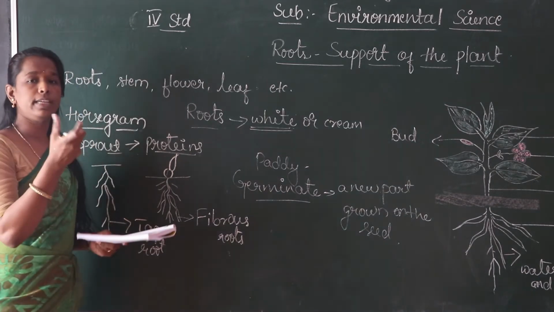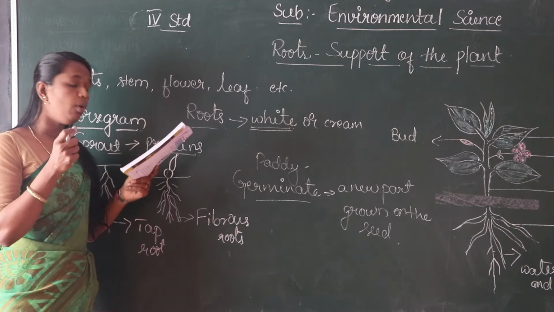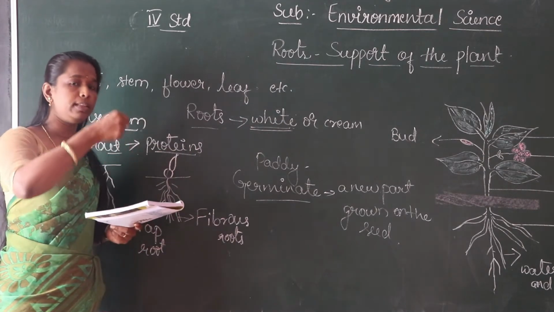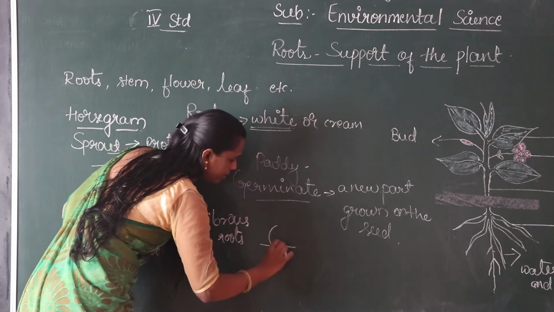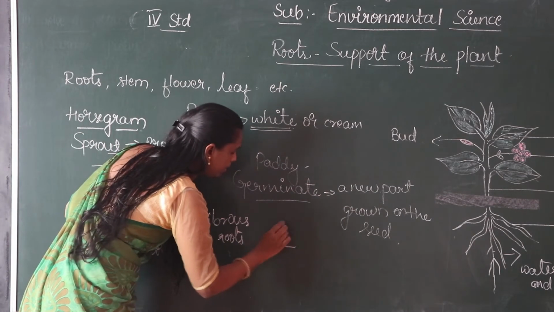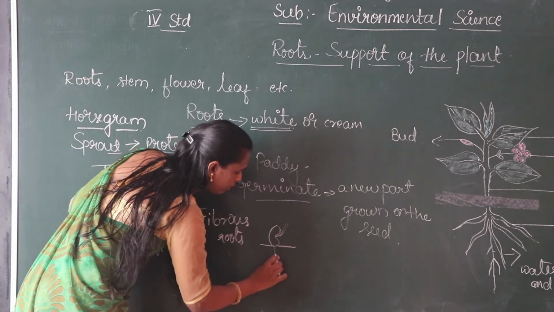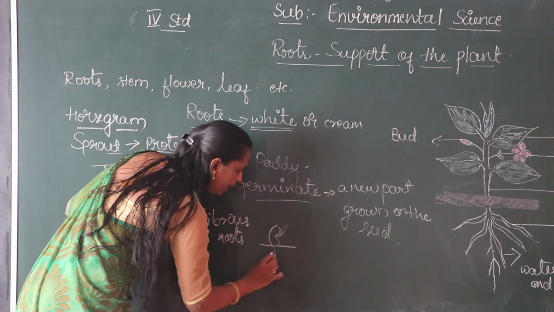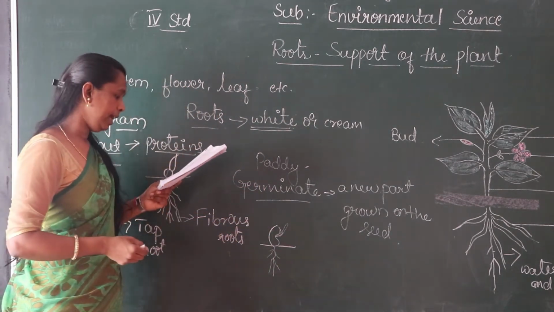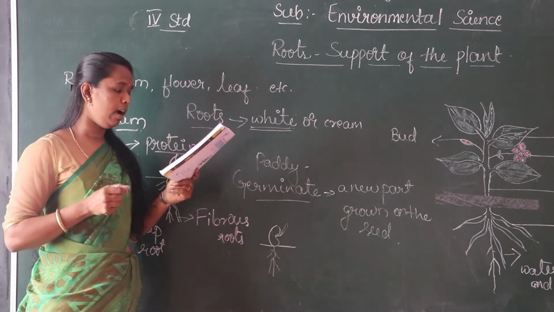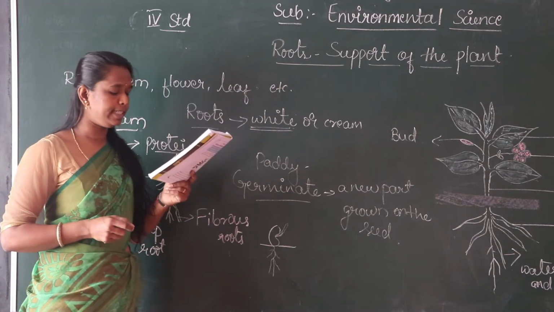So take some sprouted seeds of horse gram, and pick them without damaging the roots. For example, this is bean shaped. This is horse gram. The germination means the sprouts. So we see the roots and we pick the seed carefully. Then cut the roots of one plant. Let the other plant be as it is.